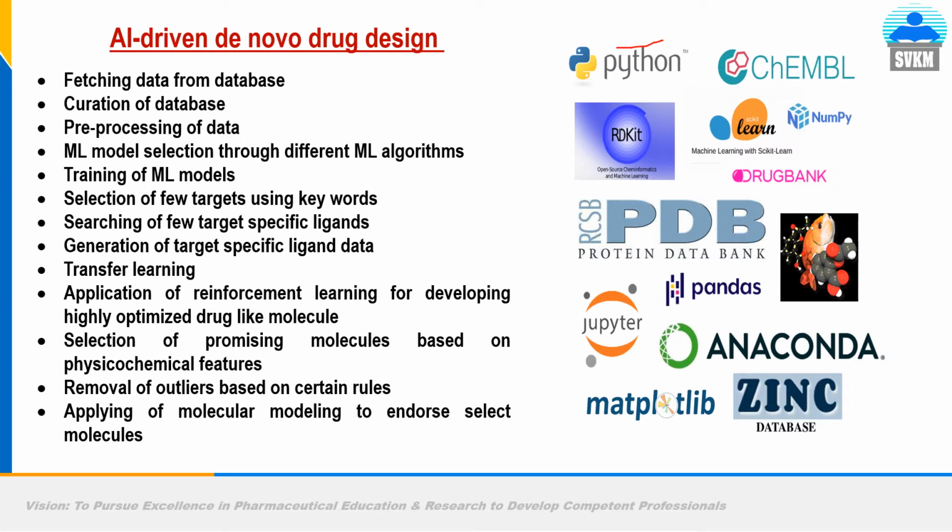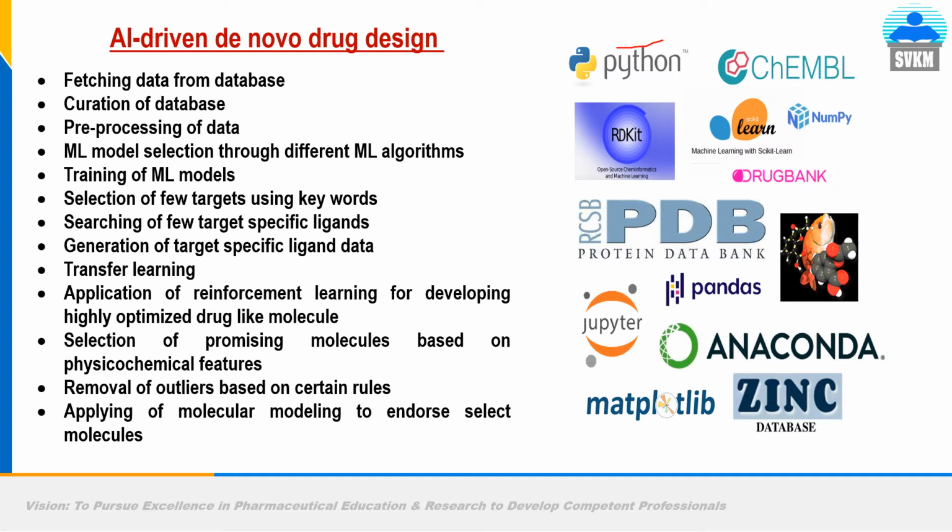I will tell you. Selection of promising molecules based on physicochemical features, that is, you have generated a few molecules through a generative deep learning model, then you will choose selected molecules which are having some promising features based on physicochemical properties like Lipinski's parameters and other parameters which are responsible for making a molecule drug like.